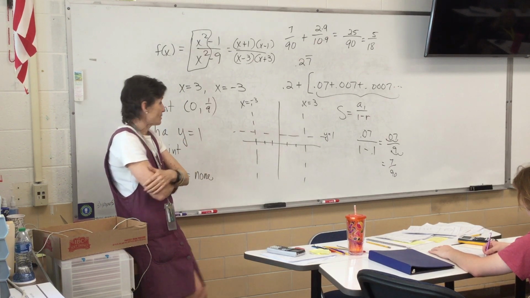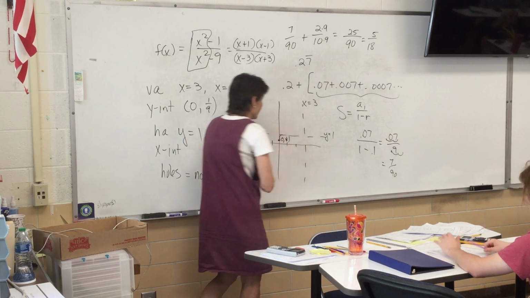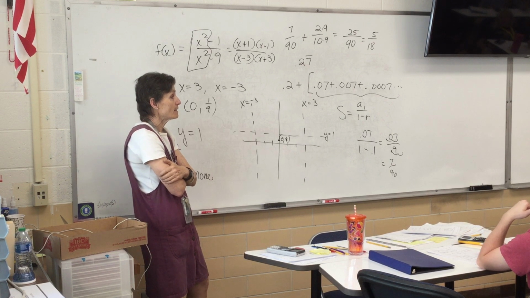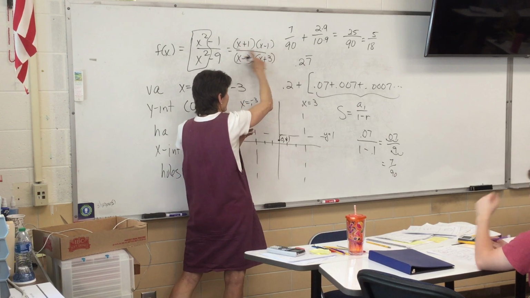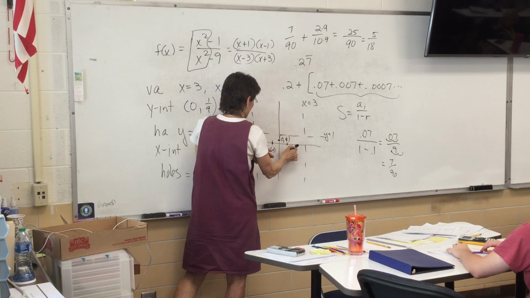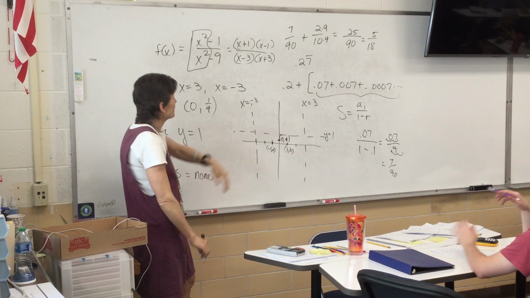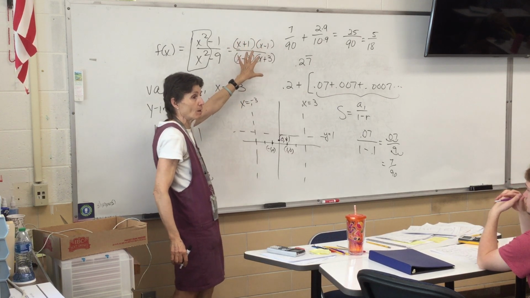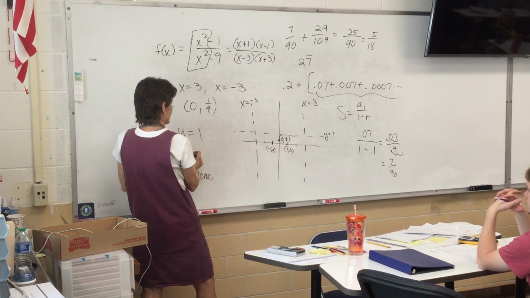All right, what about the x-intercepts? So that's my y-intercept. What about my x-intercepts? Where are they? At 1 and -1. Your x-intercepts are where your numerator is 0, and that's at -1 and 1. X-intercepts are also called zeros because if you put in -1, the value of the fraction is 0. So that's my x-intercepts.